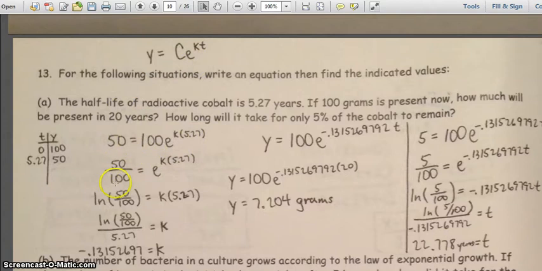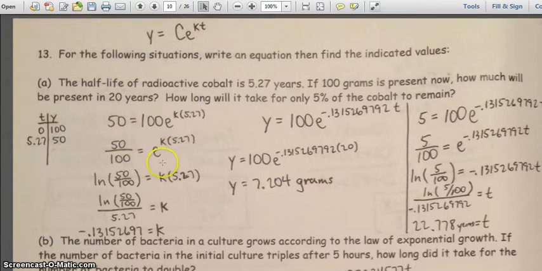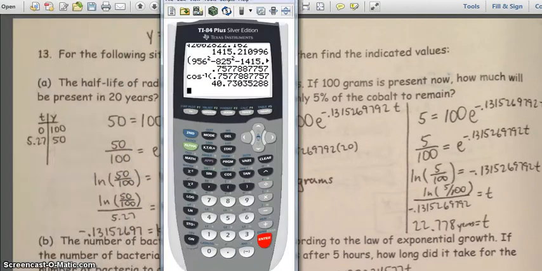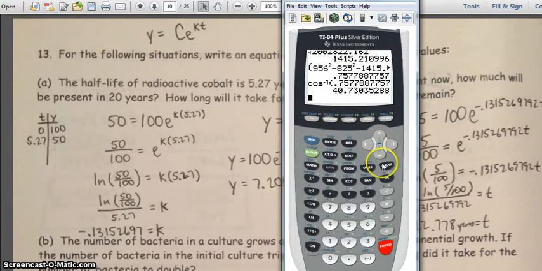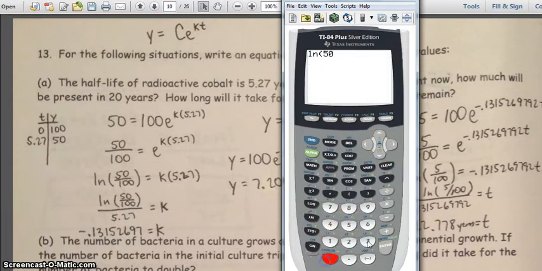Then I divide both sides by 100. And then to get rid of e, I'm going to do natural log to both sides. When I do natural log, the e cancels, leaving me with the exponent. Then I do natural log of the left side divided by 5.27. So if I were to plug that in my calculator, it would be natural log 50 divided by 100. I just want to make sure you know how to plug it in, and then divide by 5.27. Okay, and that gives me my k value, which you see there.